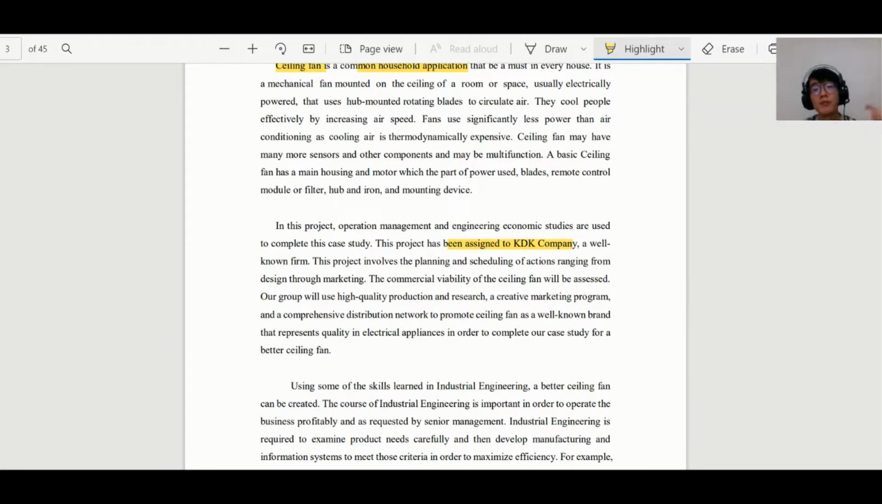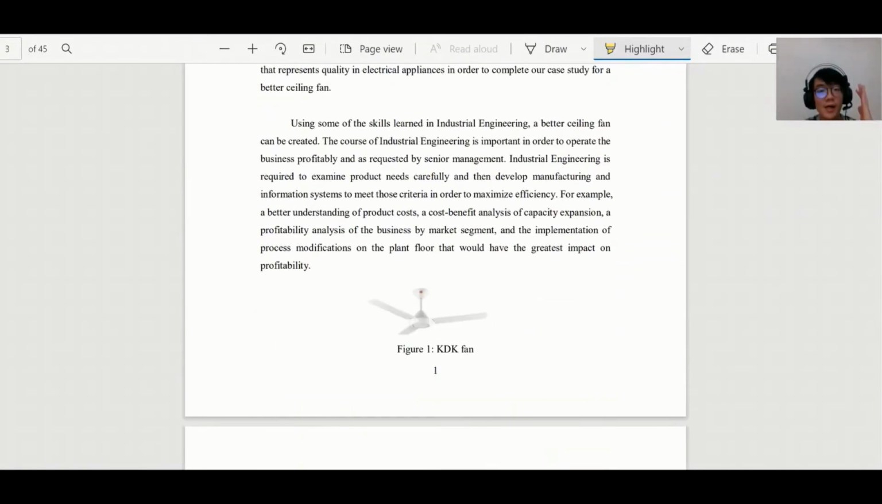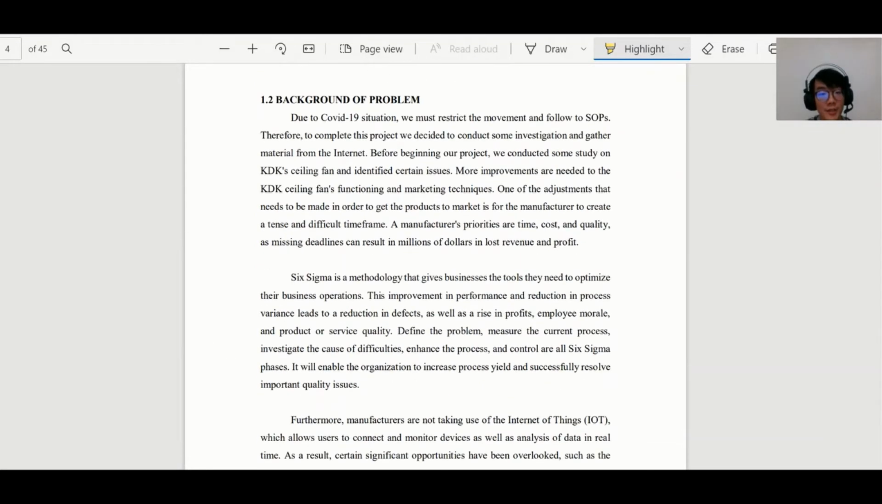So this is why we would love to analyze the fan produced by KDK, what are the costs, what are the basic materials that are involved, what are the processes from the beginning all the way to the end stage. So also with the skill set learned from industrial engineering, we are able to examine our product more carefully, and then develop manufacturing and information systems to meet the criteria to maximize the efficiency.